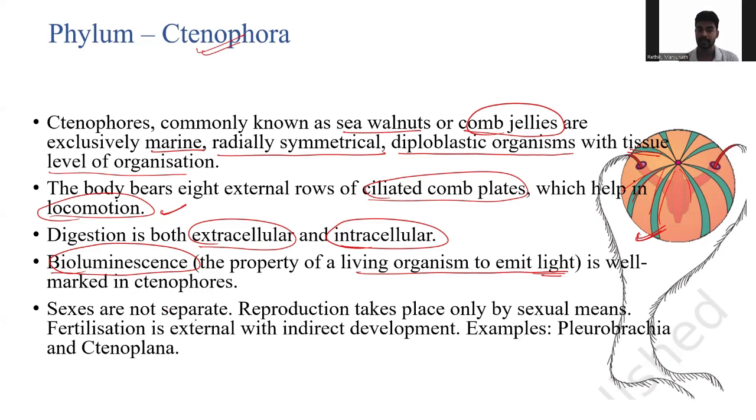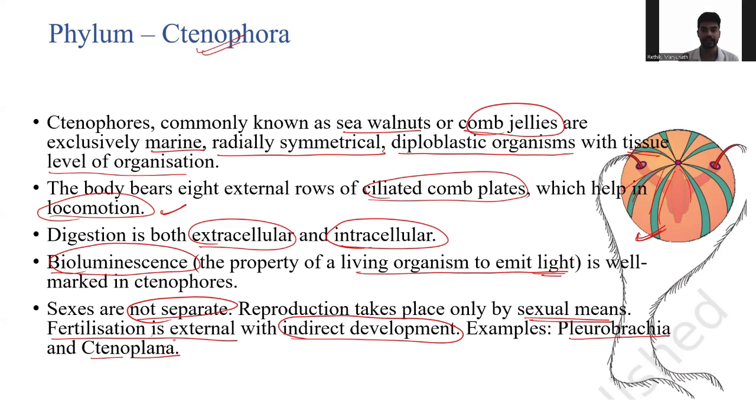Then coming to the sexes, sexes are not separated. So reproduction takes place only by sexual means. Obviously, sexes are not separated, which means internal or external fertilization. Here it is through external fertilization with indirect development, that means a larval stage and an adult stage. So most of the examples are Pleurobrachia and Ctenoplana. These are the examples for the Ctenophora.